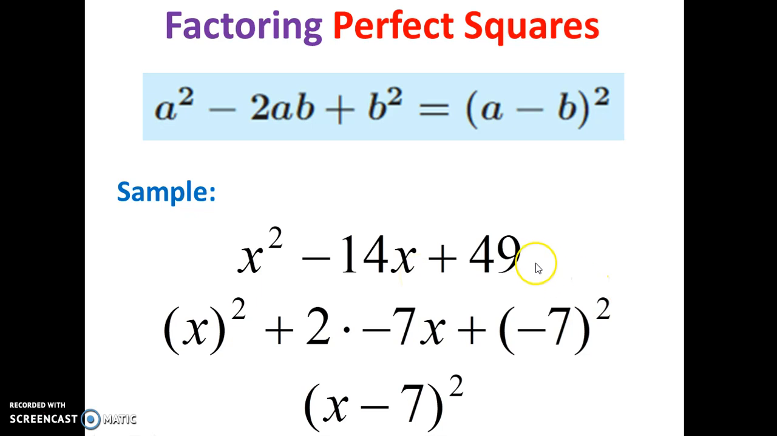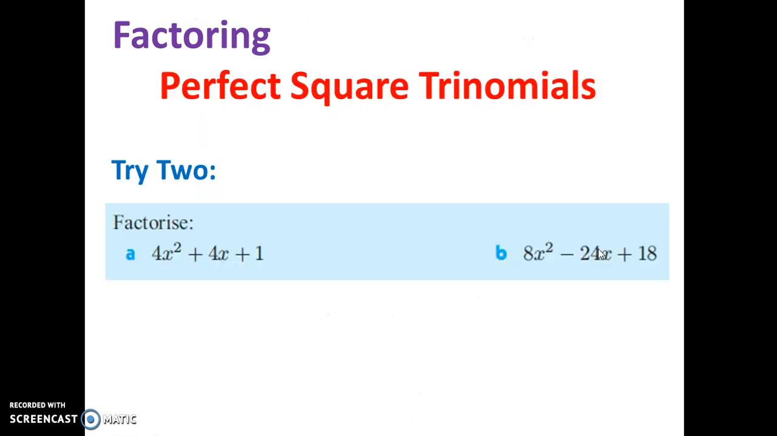So perfect squares, it's just a matter of recognizing that you have squared, squared, and in the middle 2 times the two numbers. Alright, you're ready to try a couple. Take a look at those two and see if you can factor those. First of all, make sure they're perfect square trinomials, and then try to factor.